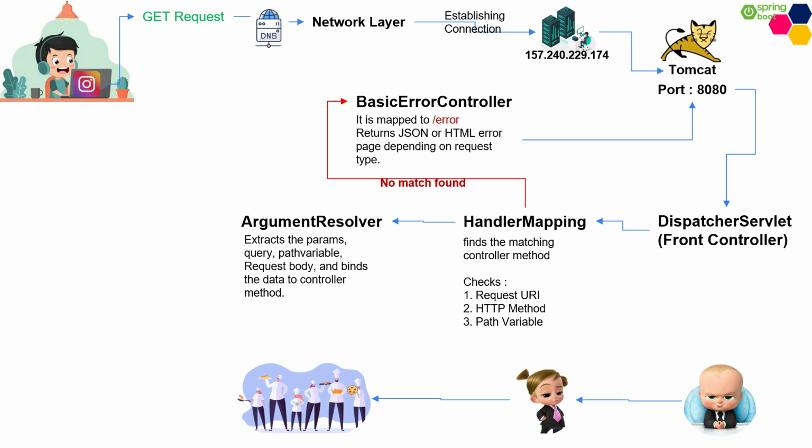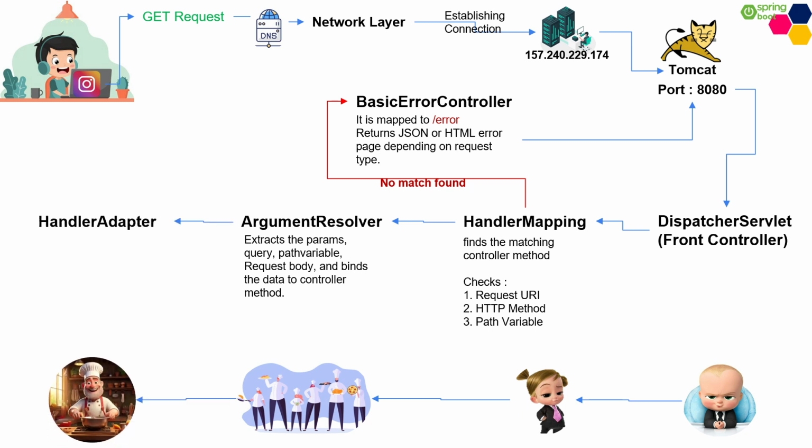Once everything's in place, it's time for the handler adapter to jump in. This is the actual chef who knows how to cook the dish. In Spring Boot, the most common one is the RequestMappingHandlerAdapter, and it knows exactly how to call methods that are mapped to URLs using annotations like @GetMapping, @PostMapping, and so on. The handler adapter brings everything together: the controller, the arguments, and the context, and finally calls the method. Boom! The request is now being handled by your controller.